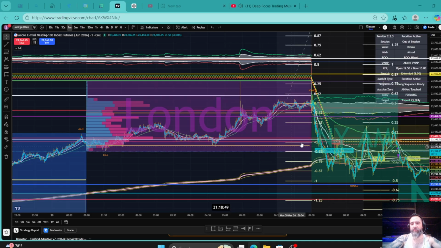So how did the market open today? Market open, first of all, inside value. You see this white line and this white line? This represents New York's value.